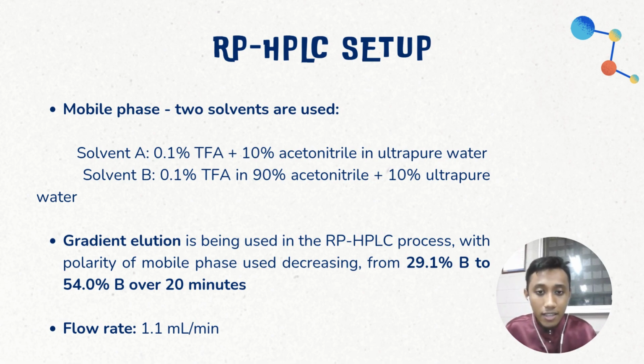So we can see here that solvent B is more non-polar compared to solvent A. Okay, so we use gradient elution, in which the polarity of the mobile phase decreases from 29.1% B to 54.0% B over 20 minutes. We use a flow rate of 1.1 milliliters per minute for the experiment.